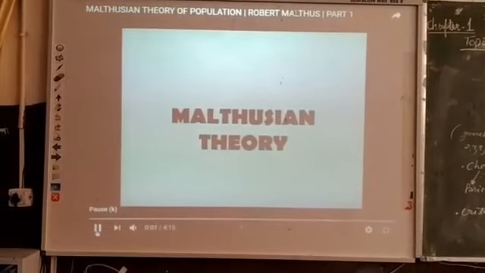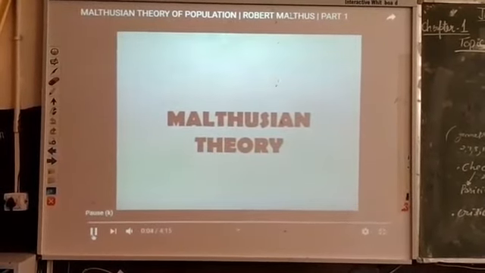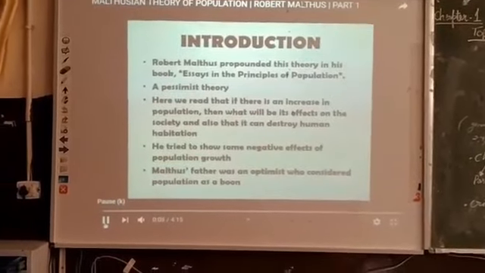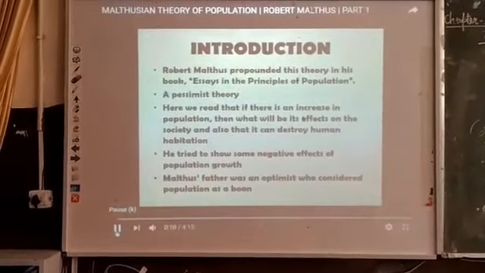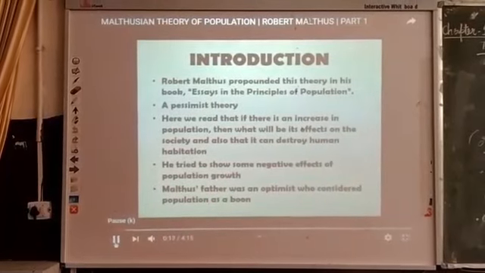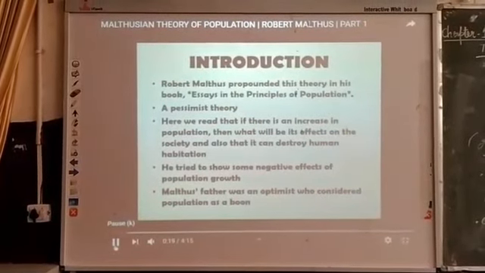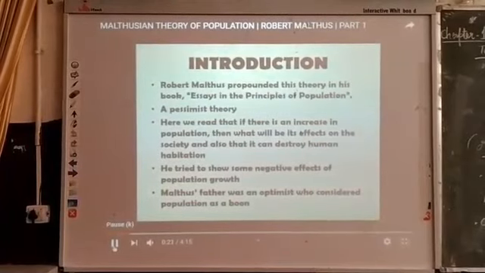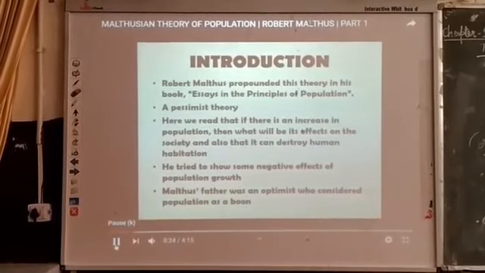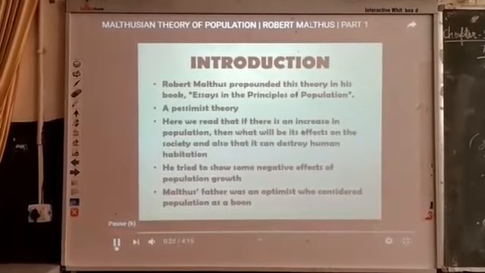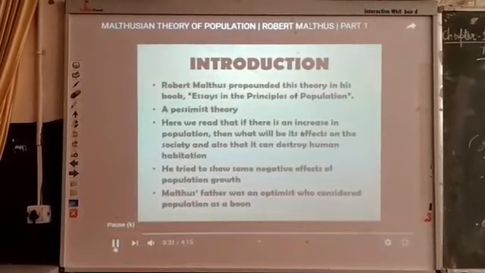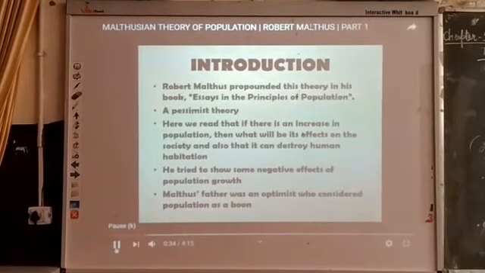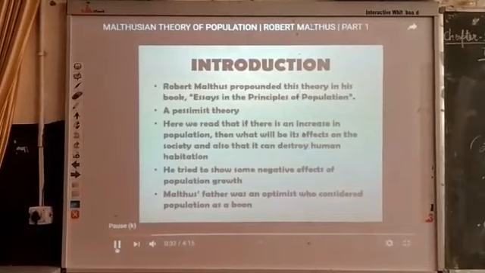Hello everyone. Today I will be talking about the Malthusian theory of population by Robert Malthus. So, in the introduction, first we have that Robert Malthus propounded this theory in his book Essay on the Principle of Population. He was the first one who gave this theory. This is a pessimist theory. Here we read that if there is an increase in population, then what will be its effect on society, and also that it can destroy human habitation. So here he tried to show some negative effects of the population growth.